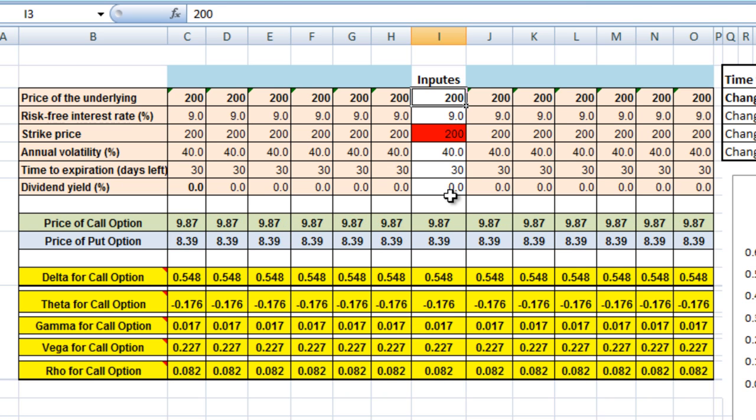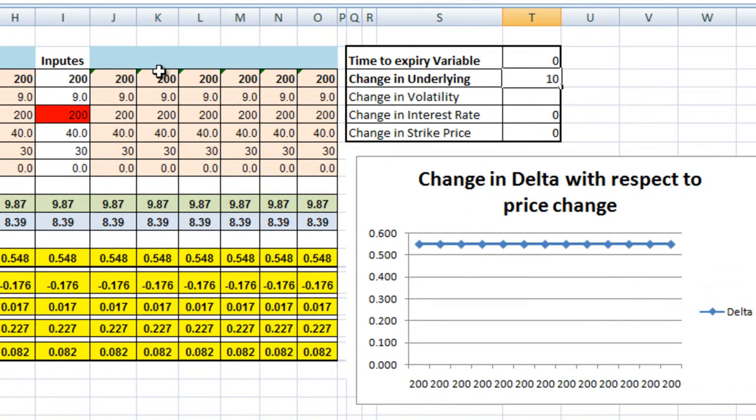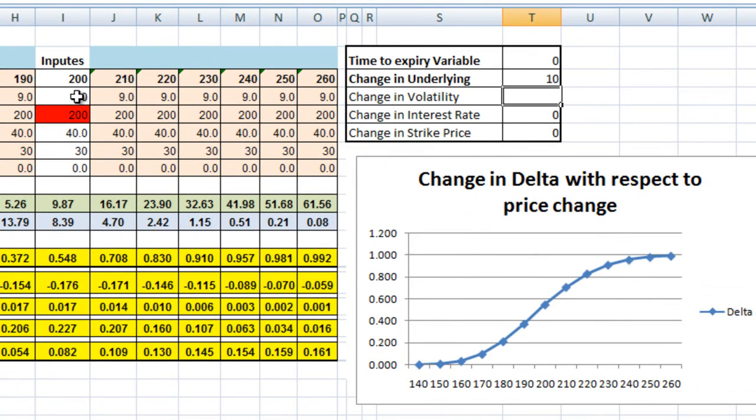Now let's go back. I want to understand what happens if the contract I bought for a strike price of $200 becomes more in the money. That happens if the value of the underlying asset increases from 200 to 210, 220, 230 and 240. What happens if this happens? For that, I increased the value of the underlying asset: 10, 20, 30, 40, 50 and 60.